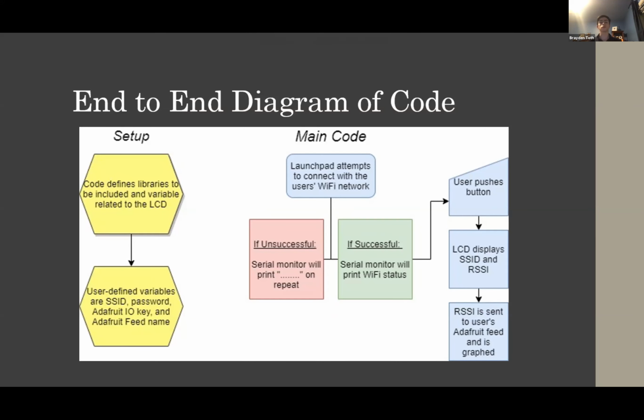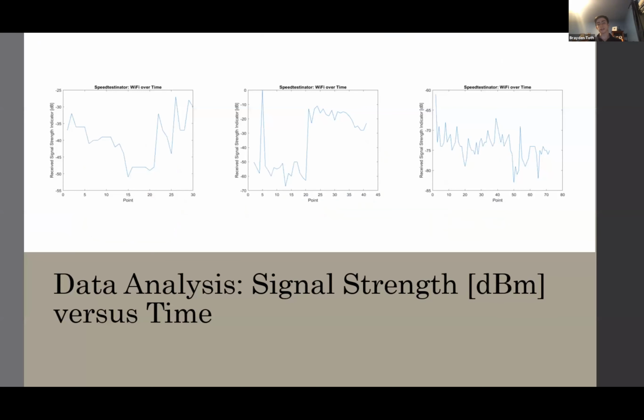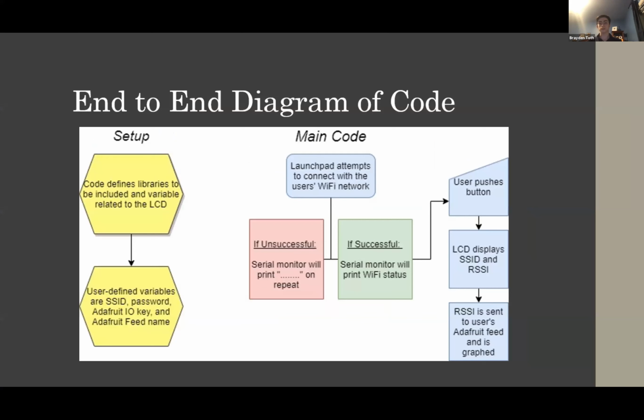For the main code, the launchpad attempts to connect with the Wi-Fi network. If unsuccessful, the serial monitor will print ... on repeat. If it is successful, the serial monitor will print the Wi-Fi status. Then the user pushes a button, and the LCD displays the SSID and RSSI, the received signal strength indicator, measuring the strength of the Wi-Fi connection. Then the RSSI is sent to the user's Adafruit feed and is then graphed automatically.